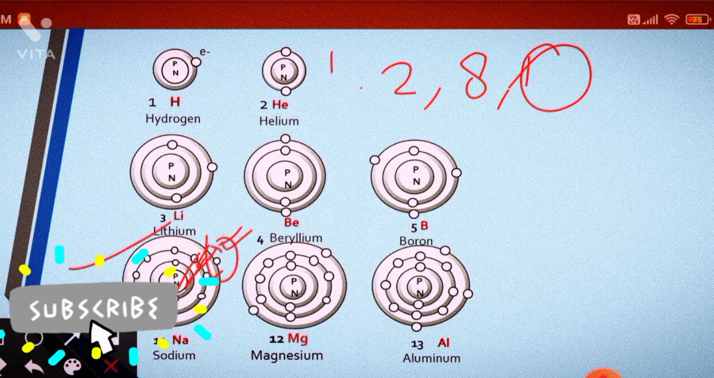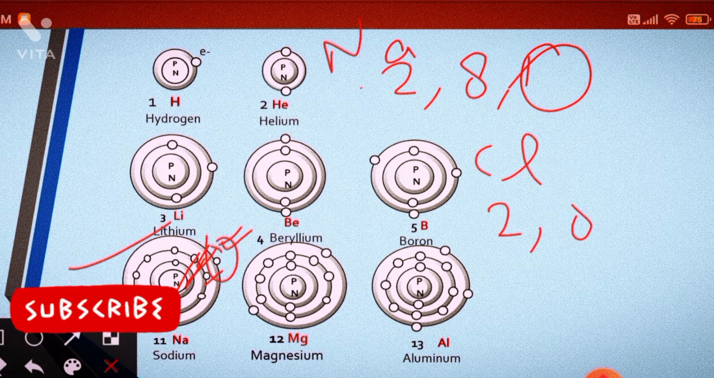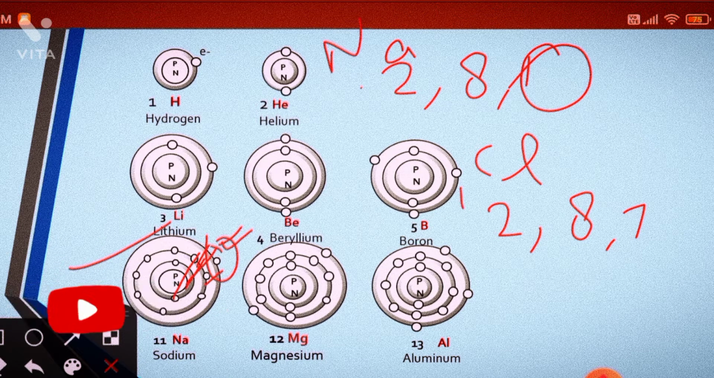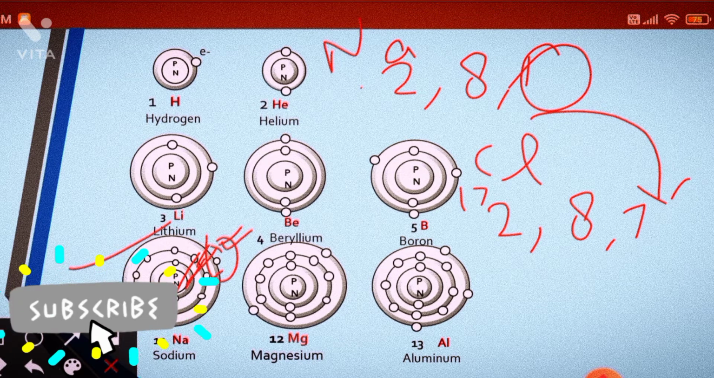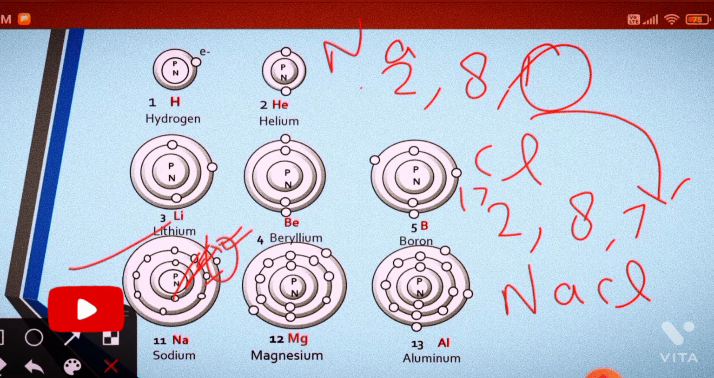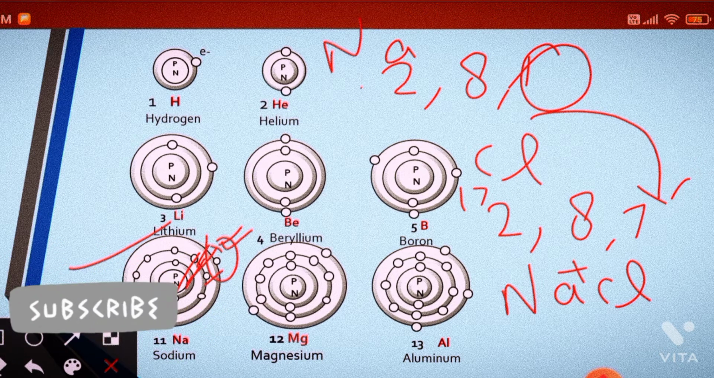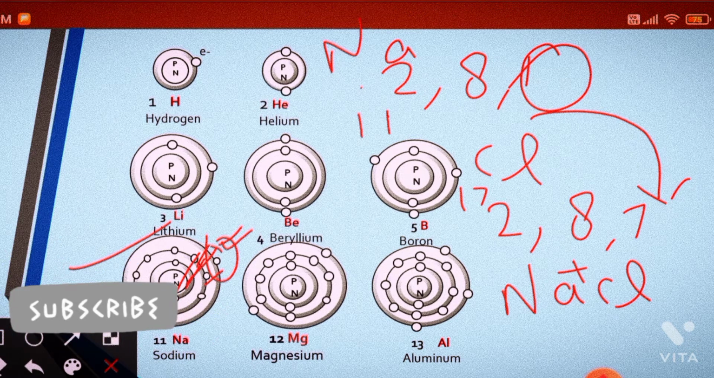Okay, now if we see chlorine, in the chlorine case the electronic distribution is 2 8 7. Why? Because the atomic number of chlorine is 17. So this electron of sodium will combine with chlorine and form NaCl, sodium chloride. Since sodium donates the electron, how many protons is sodium having? Protons will be 11 only, but electrons will become 10. Why? Because it has donated 1 electron to the chlorine.